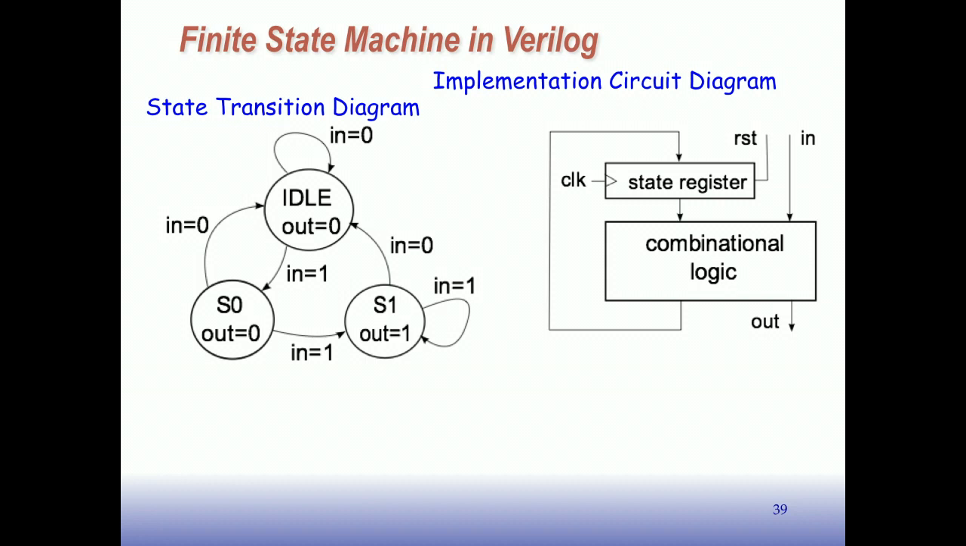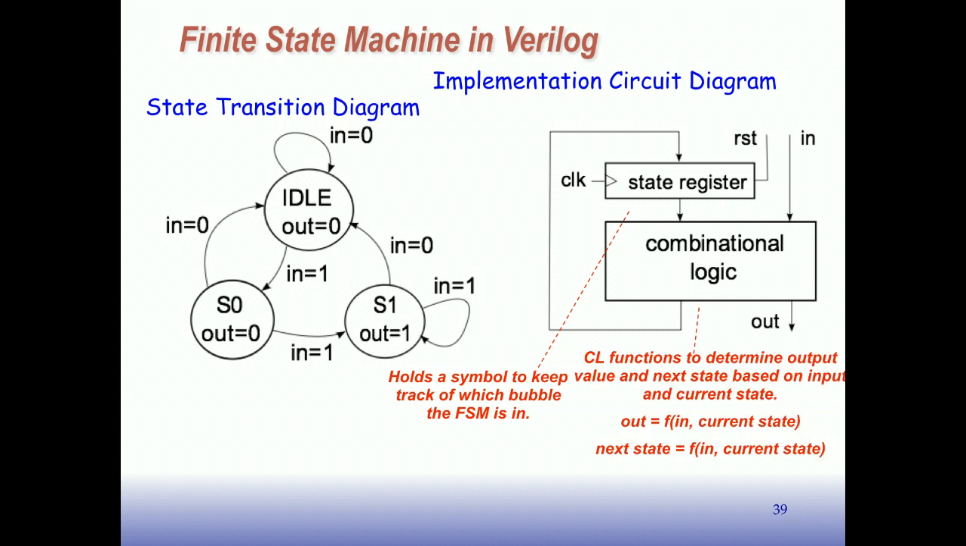We have a single bit input here, and we have a single bit output. And we have a combinational logic block, which is used to implement the next state logic and generate the outputs. So this register holds a symbol to keep track of which bubble in the state machine we're in. And as I said, this implements the output based on the input and the current state, if it's a Mealy machine. If it's a Moore machine, this generates the output just based on the current state. And then the combinational logic block also implements the next state based on the input and the current state.